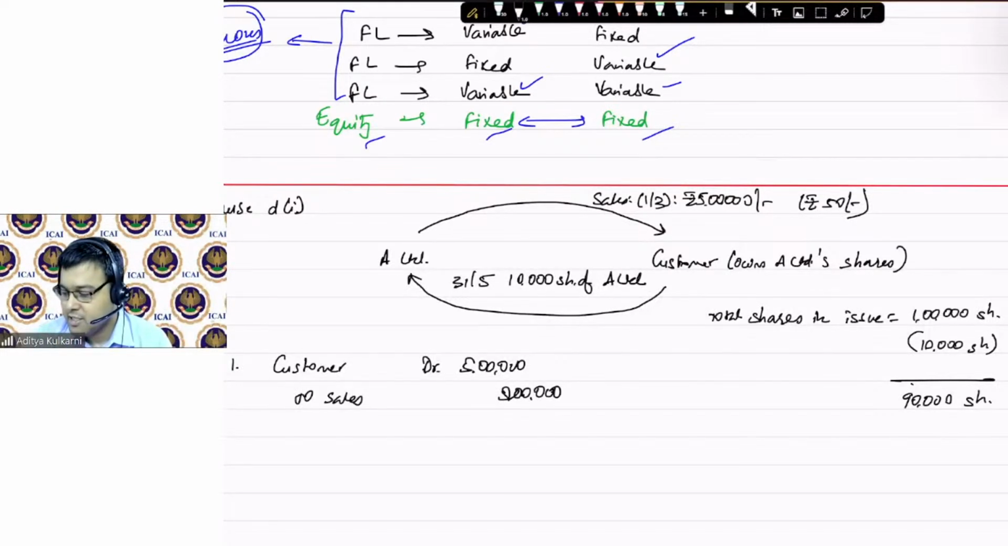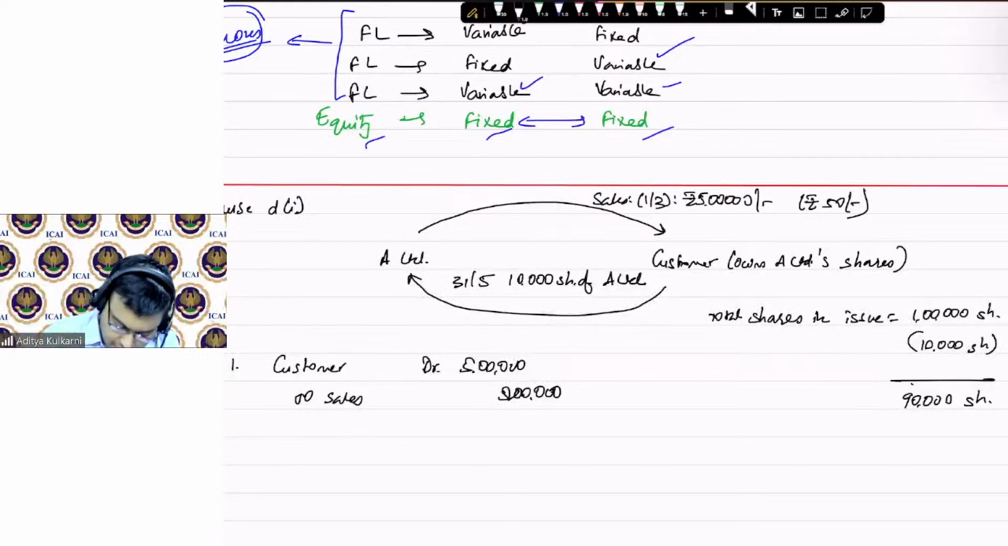Now the intention is, customer will send the shares. As part of consideration, the customer will return A Limited shares back to A Limited. The customer will return the investment it has in 10,000 shares of A Limited back to A Limited. Okay. All right.